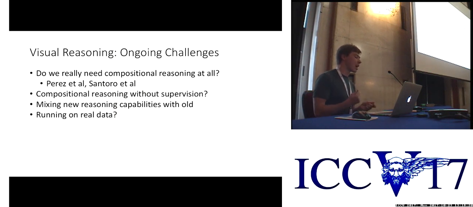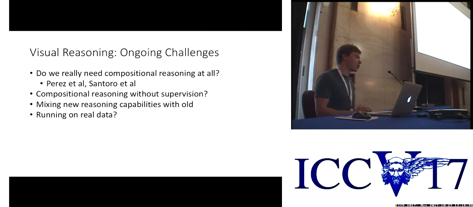One is, do we really need compositional reasoning at all? We've seen some of these models that perform very, very well on Clever using no ground truth programs, but it's unclear the degree to which they are actually reasoning compositionally versus just overfitting to the structure of questions in Clever. Another open question is, can we perform compositional reasoning without any program supervision whatsoever? I'm not sure. I think it'd be really cool.